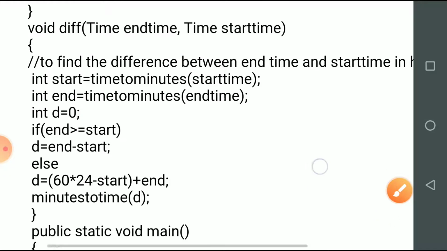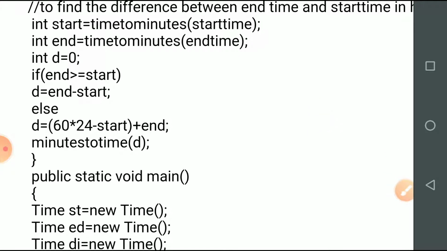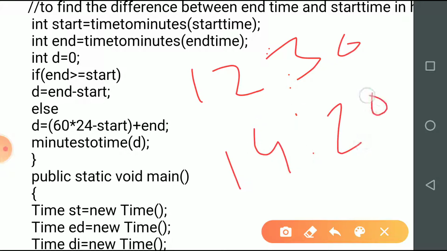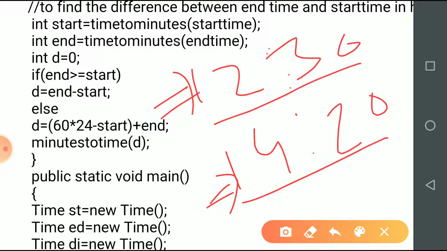Now in the question we have two situations. So the first situation is, suppose the user's login time is 12:30 and logout time is 14:20. So in this case the value of end will be greater than the value of start. So we have got the difference, these both values converted into minutes. So the difference of end and start will be the time period the user used.